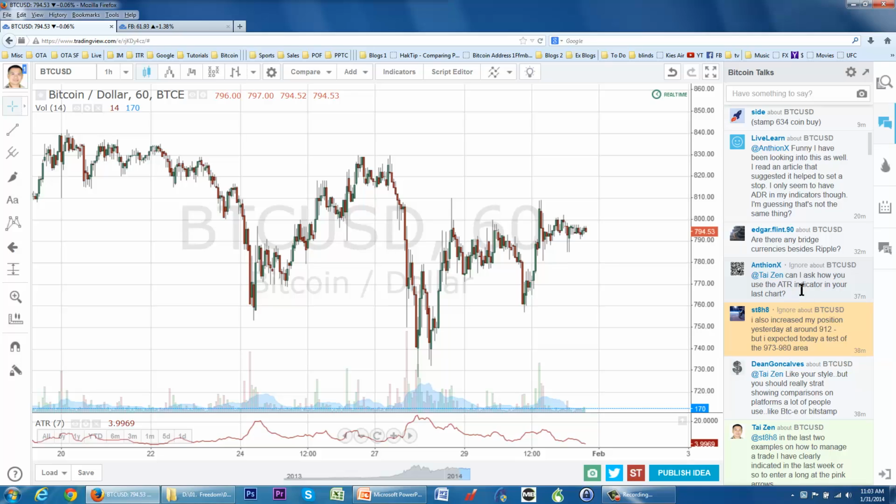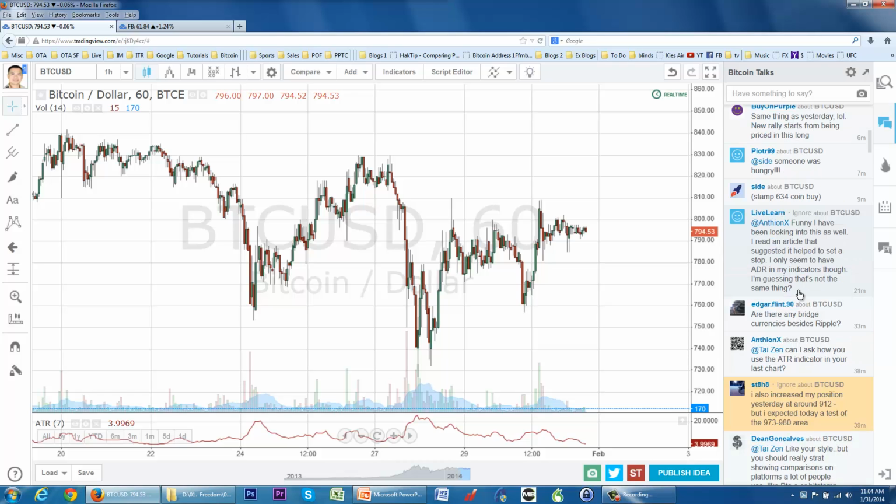Antheon X asked me, how do you use the ATR indicator in your last chart? And I'm sure the reason why he's asking me this is I state over and over that I do not use indicators in my trading. And so when he noticed that I have one indicator here at the bottom of my chart, I think that's probably what prompted him to ask how I'm using it. So this video is for Antheon X and the other folks that see me using the ATR.